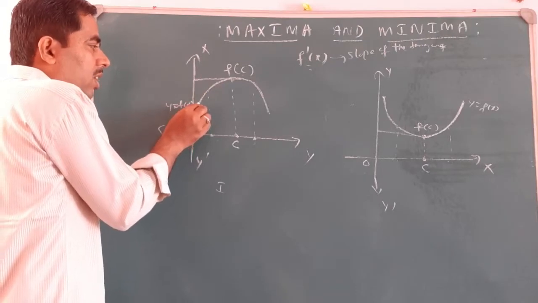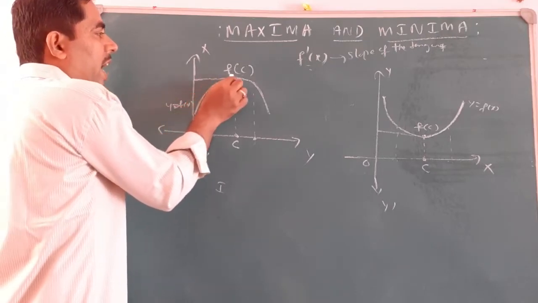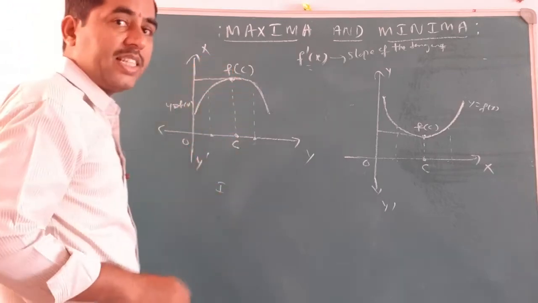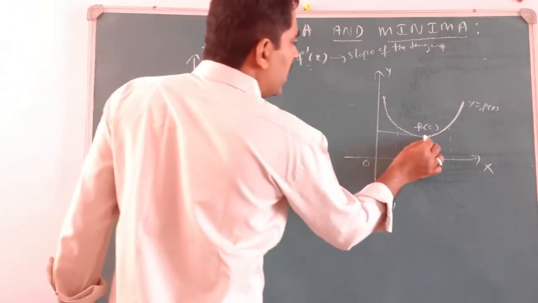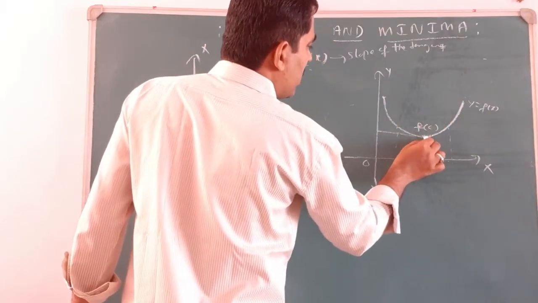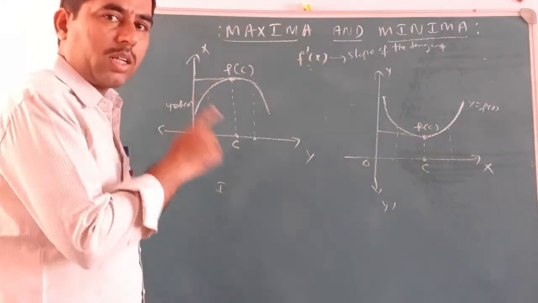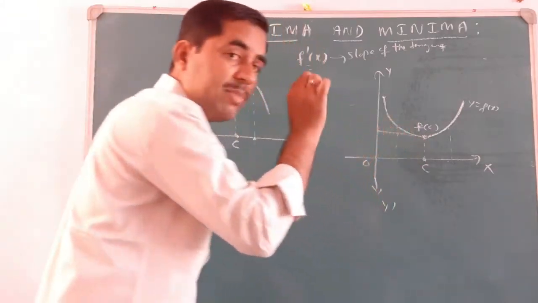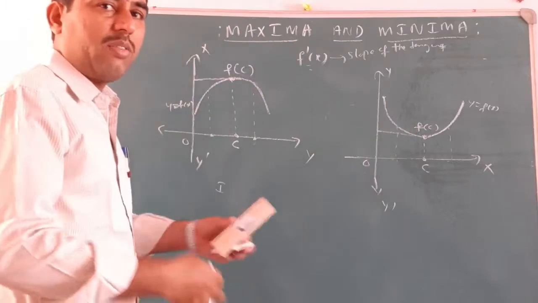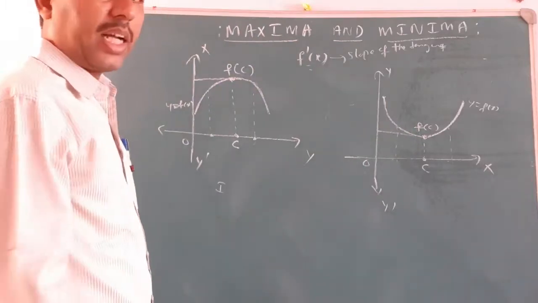So I can easily say that at this point, the function attains its maximum value. In this curve, the shape of the curve is like this. At this point, the curve reaches its minimum value. Maximum value and minimum value. So here we can say it mathematically.